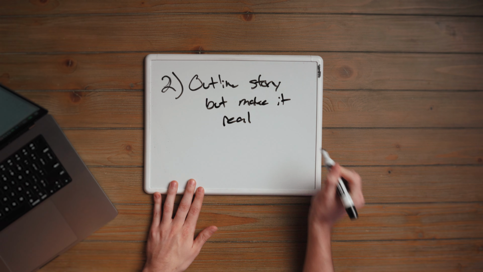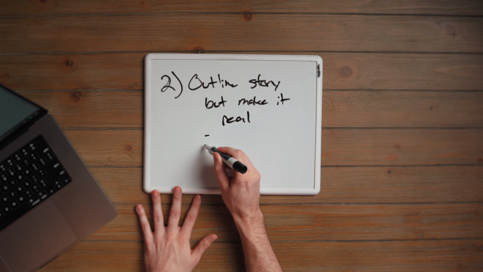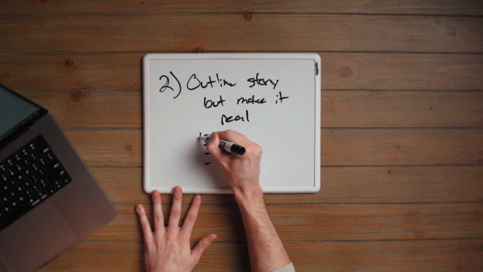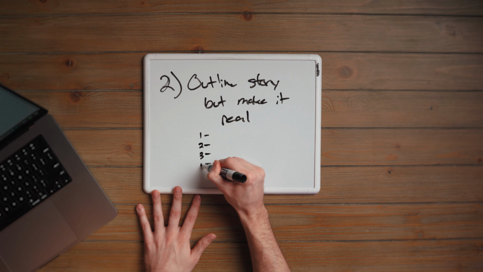Step 2, outline the story, but make it real. So you want to have a step-by-step of, they were this, and then this happened, and then this happened, and now they're this. Again, we talked about change when identifying the story. Once you've identified your story, what are the different story beats that happened?